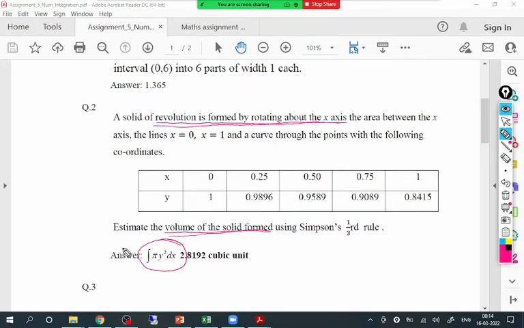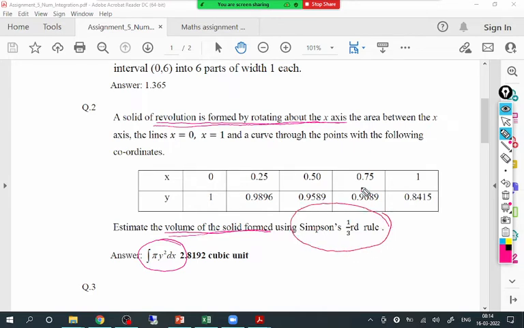Because of that, we cannot use these table values, the yi values, as they are for Simpson's 1/3 rule. Pi is a constant and can be kept outside, but we want y0 square, y1 square, y2 square up to y4 square. So that should be our table, and then those values can be used in the formula of Simpson's 1/3 rule.